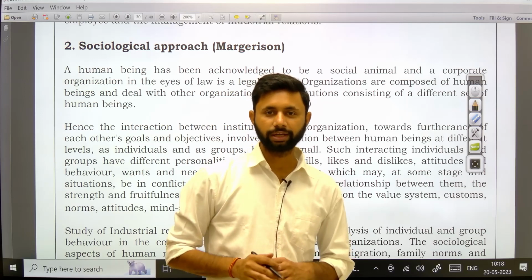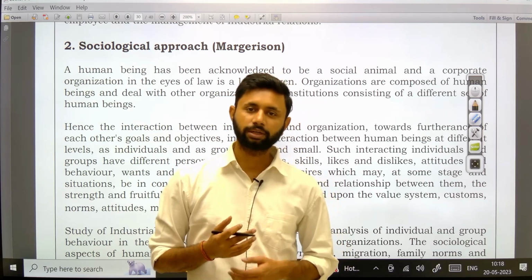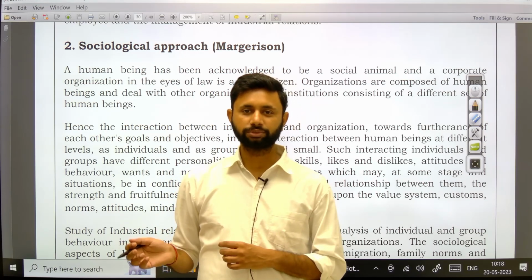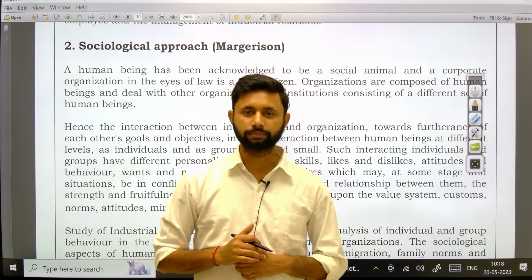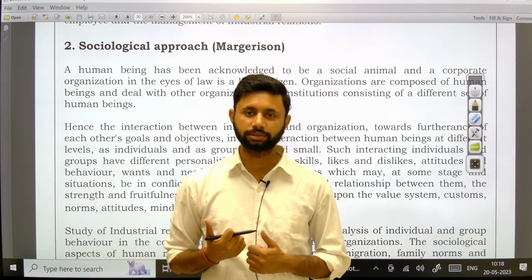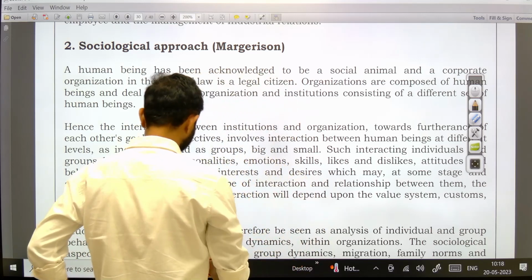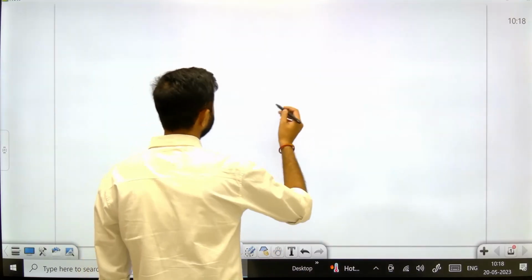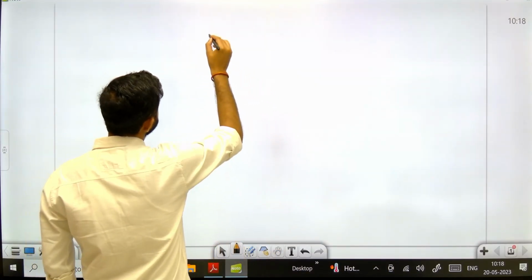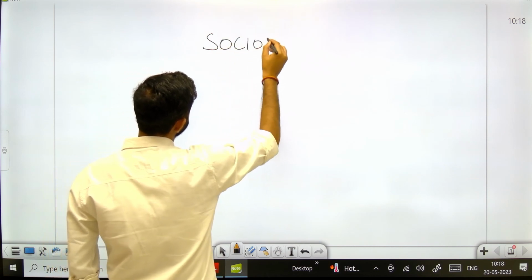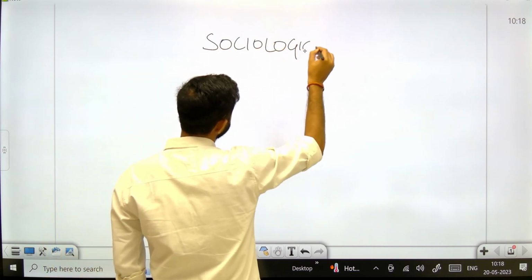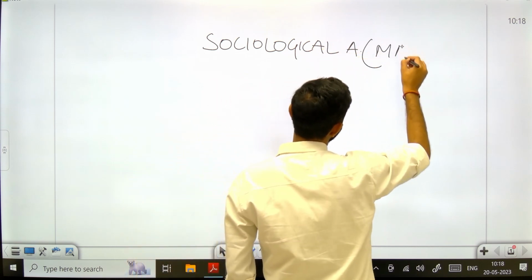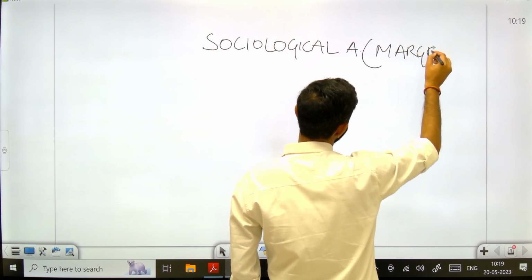The industry within India will be different. The relationship between the government and the workers, the management and the workers will be different in India as compared to Japan, as compared to Russia, as compared to USA. Because they all have different cultural systems. So let's see some examples. Right now we are talking about the sociological approach. Scholar Margerison.